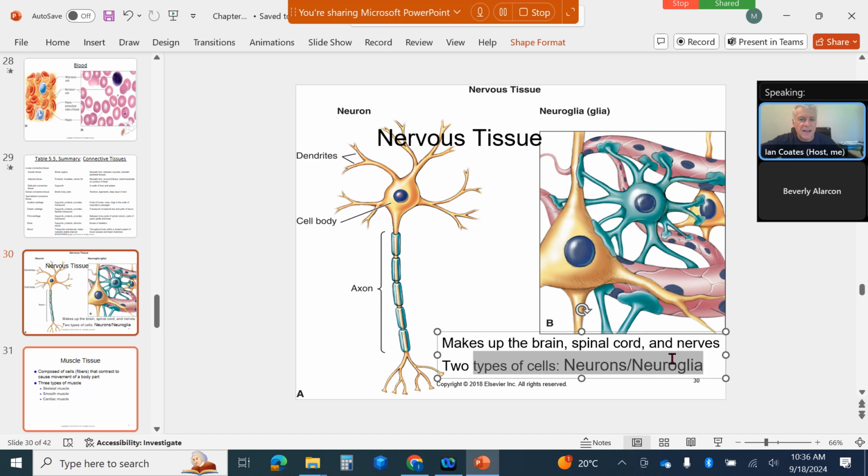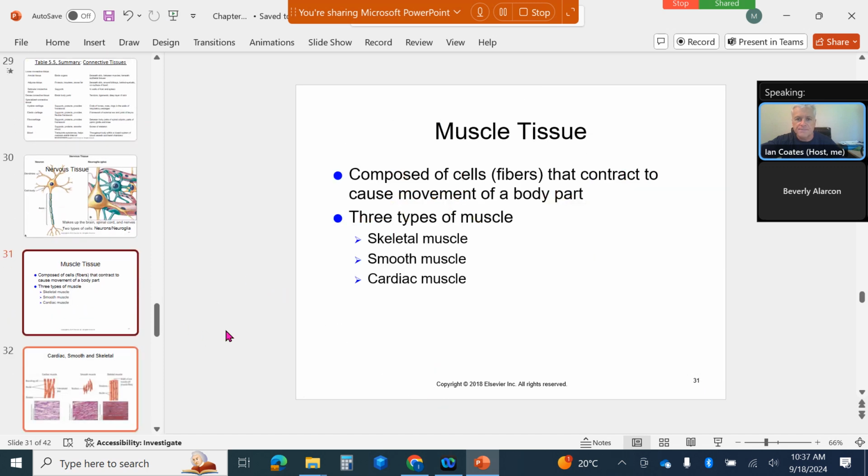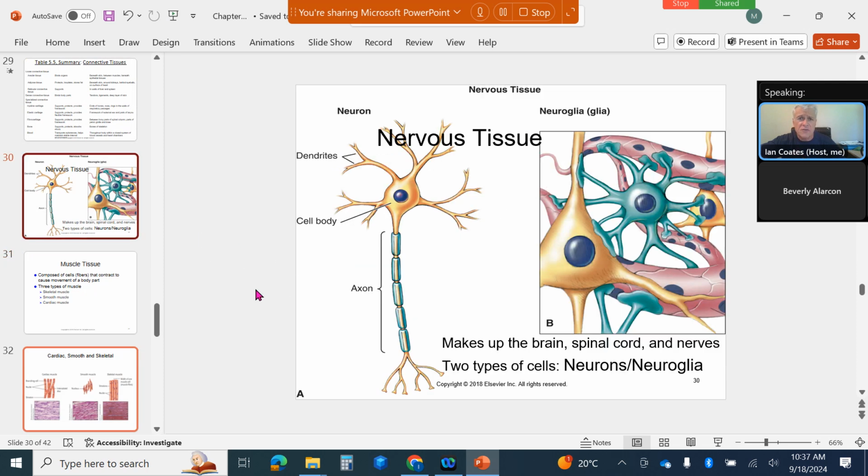There are two types of nervous cells: neurons and neuroglia. Again, not going into too much detail. It's beyond this. We will come back to nervous tissue. You're going to do an assignment on that, but this is just an introduction.